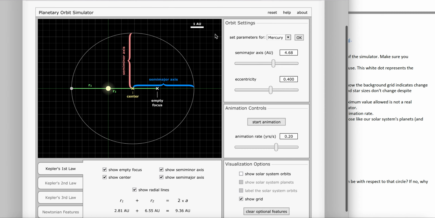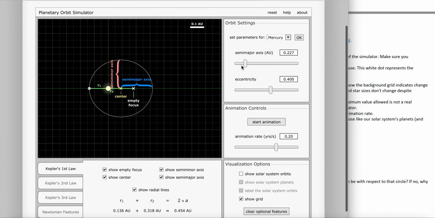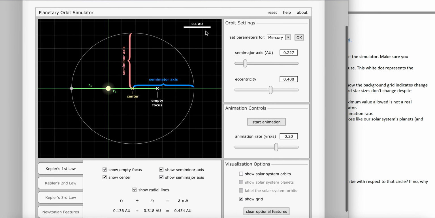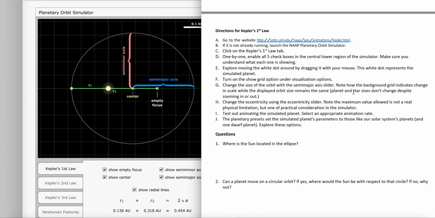So we know here that that's 1 AU, whereas when you make things really small, we know that that is now a tenth of that. That's 0.1 AU. Now remember, an AU is about 150 million kilometers, the average distance of Earth as it orbits around the sun. Okay, so the other thing that we can adjust here is the eccentricity.